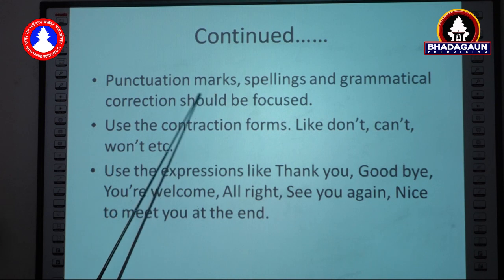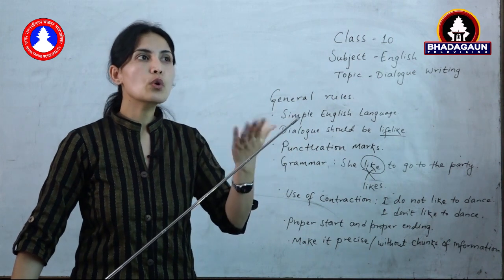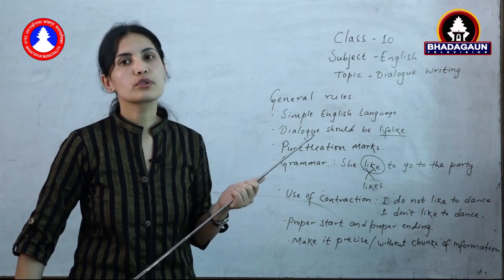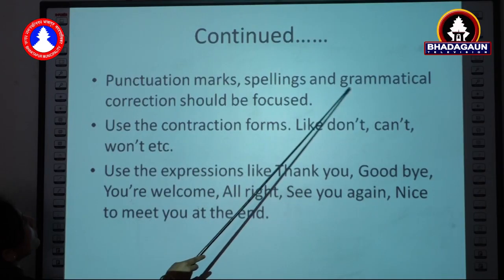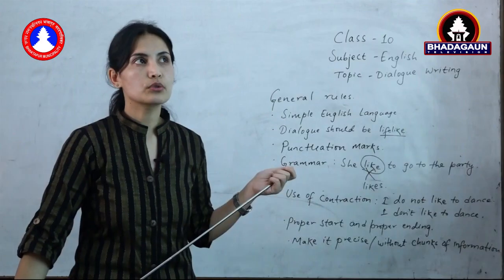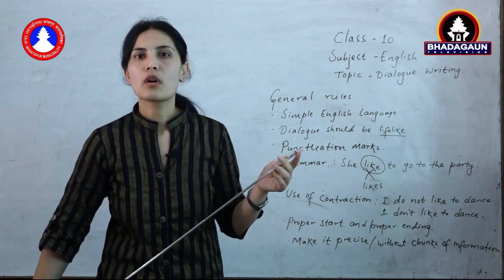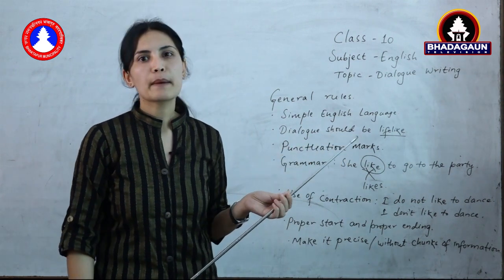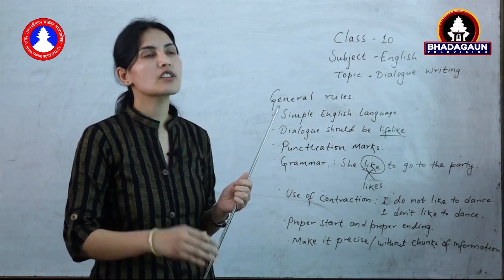Punctuation marks: comma, full stop, question mark. Whenever you are quoting someone's information, don't forget to use inverted commas. Focus on spelling and grammatical correction. Subject-verb agreement should be focused on. For example, generally we make mistakes with question tags too. That is, 'She likes to do her work, isn't she?' 'I am very happy, isn't I?' So these are the things we regularly make mistakes in. So focus on tag questions.